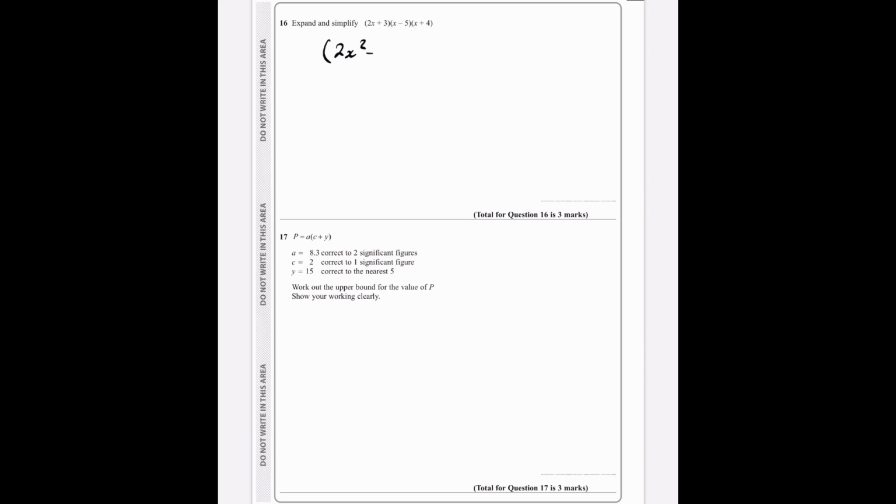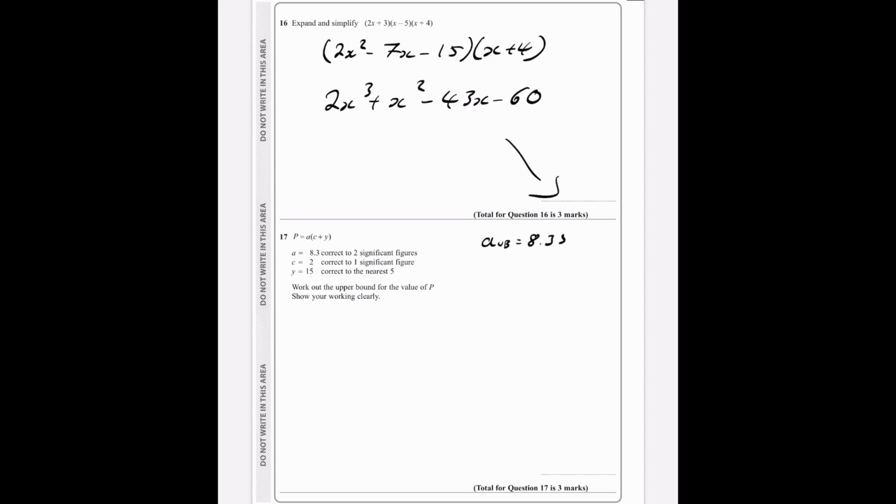Pick any two and multiply them together. I'm going to do the first two: 2x squared minus 7x minus 15 times by x plus 4. Then you can expand these out one at a time and collect like terms. I've expanded and then just collected them as I've gone along. 2x cubed plus x squared minus 43x minus 60 is where you'll end up if you've managed to do it correctly.